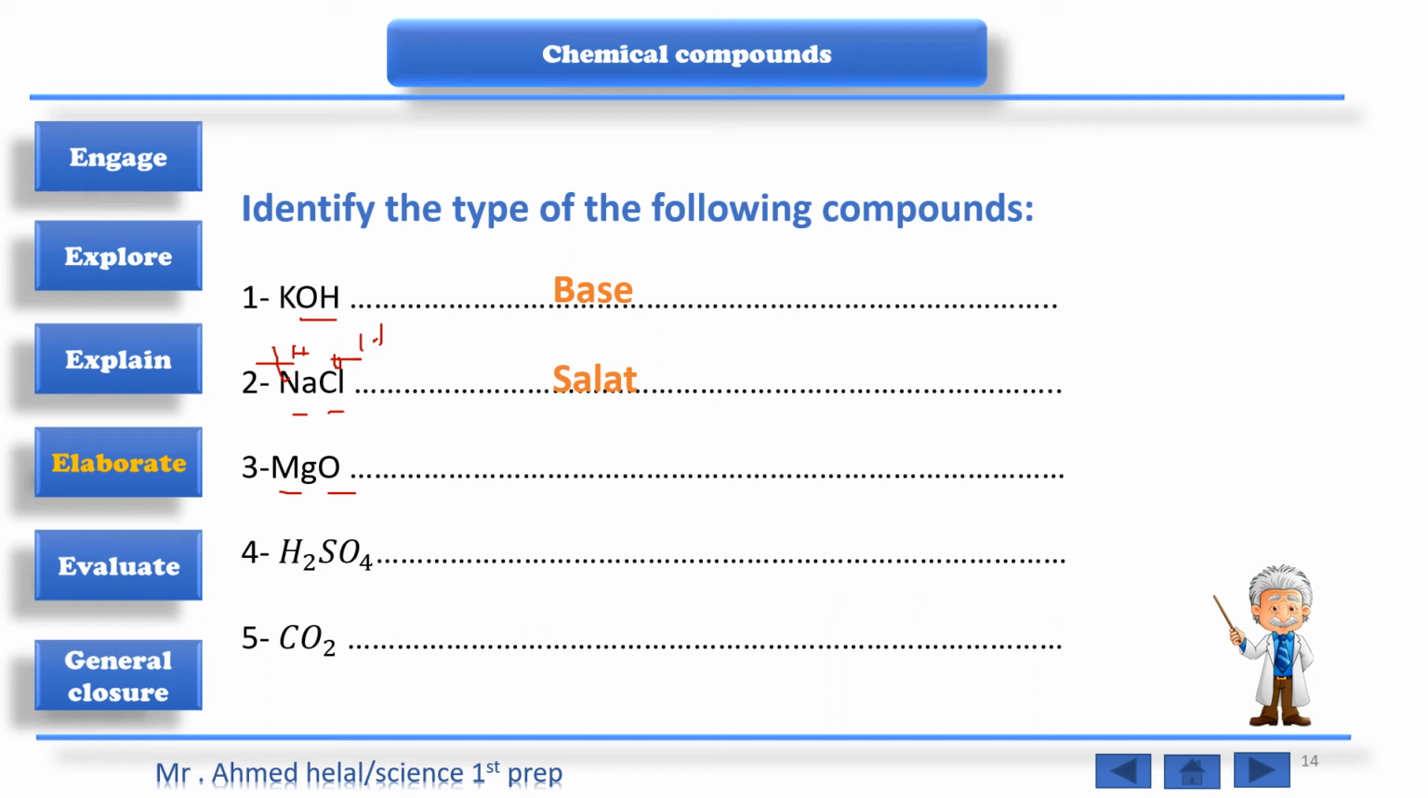MgO. It's a combination between Mg, this is a metallic element, and oxygen. This is, yes, oxide. H2SO4. It starts with H2. So this is, yes, acid. And we have CO2. CO2, it ends with oxygen. It's a combination between non-metallic element and oxygen. So this is, yes, oxide.